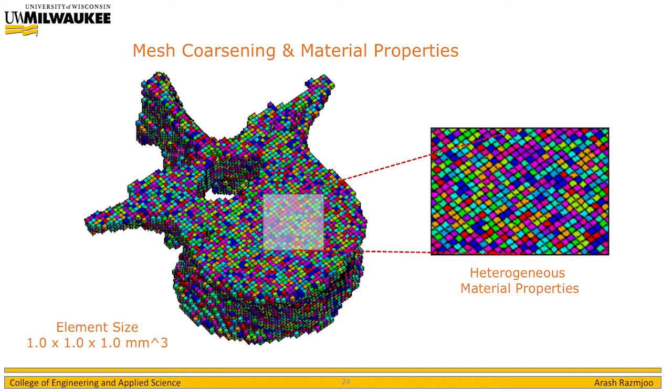If you take a look at this part, and I zoom it in, you can see we have different colors. And as I said, each color represents its own material property. If you look at this one, it has a different material property from its neighbor. So it is called heterogeneity, and we actually applied heterogeneous material property in our model.